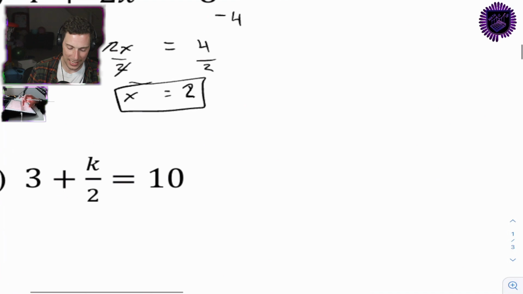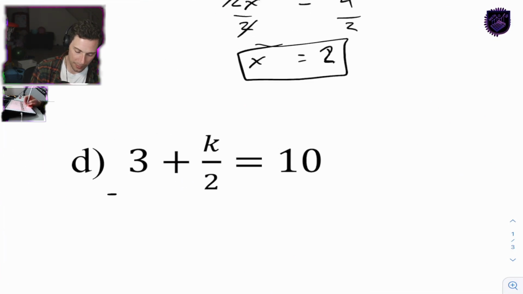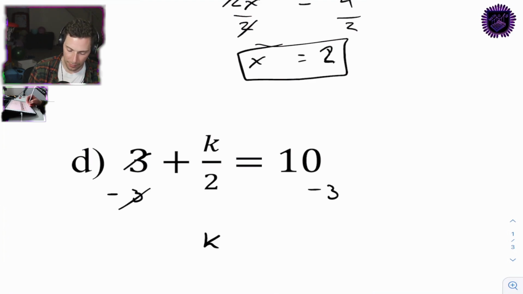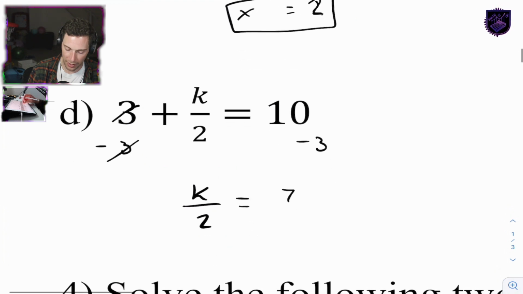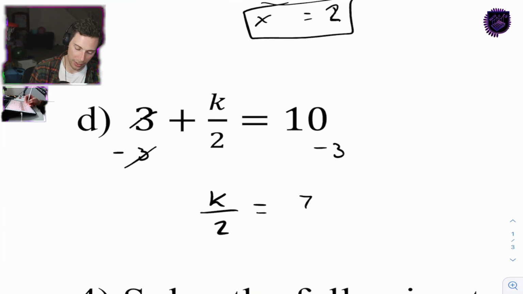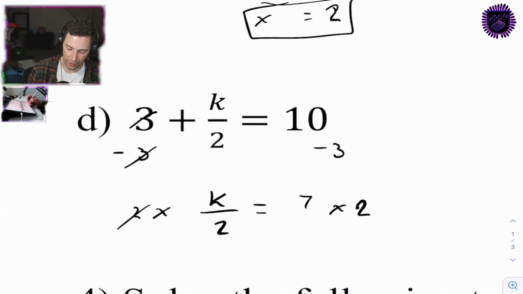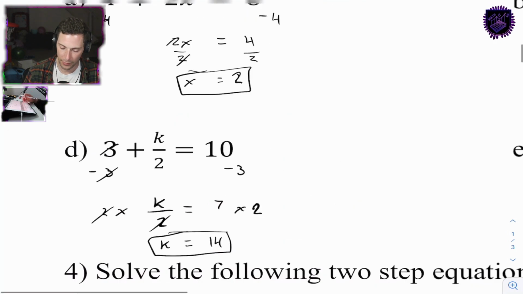3, D. Once again, we want to do the opposite. We want to subtract 3. Subtract 3. That cancels out there. And then we have k divided by 2 is equal to 10 minus 3, which is equal to 7. Oops, it's equal to 7. I want to get rid of my k divided by 2, so I'm going to multiply by 2, inverse operation. This side cancels out, leaving us with k is equal to 7 times 2, which is 14. K equals 14. Okay.